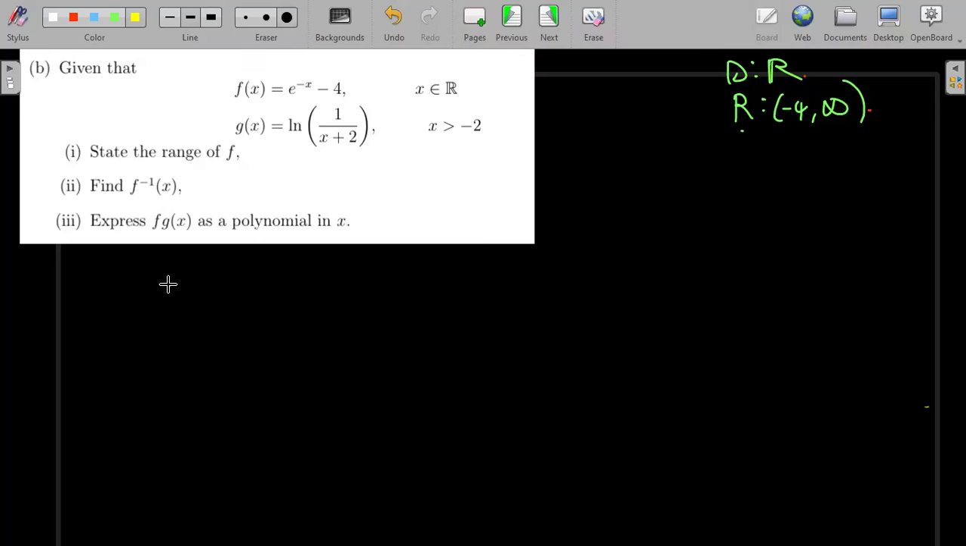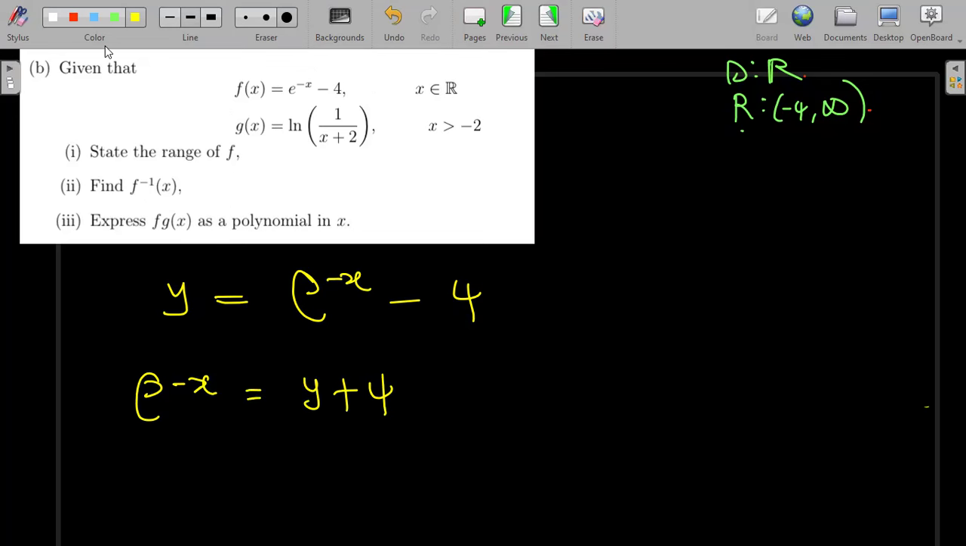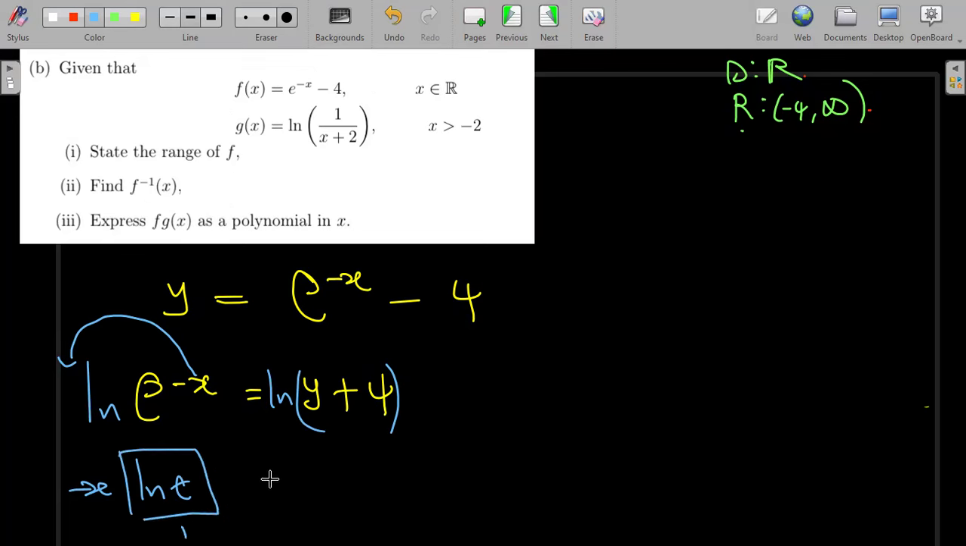So to find the f inverse, I'll replace f of x with y equals e to the power minus x, minus 4. I want to make x the subject. So I have e to the power minus x equals y plus 4. And then from here, I'll introduce ln on both sides. So this minus x will drop in front, so that will be minus x ln e, but we know that ln e is always equal to 1. So this will be equal to ln of y plus 4.